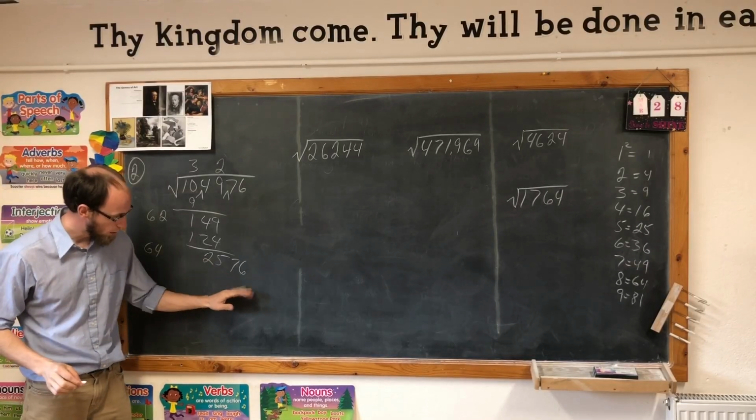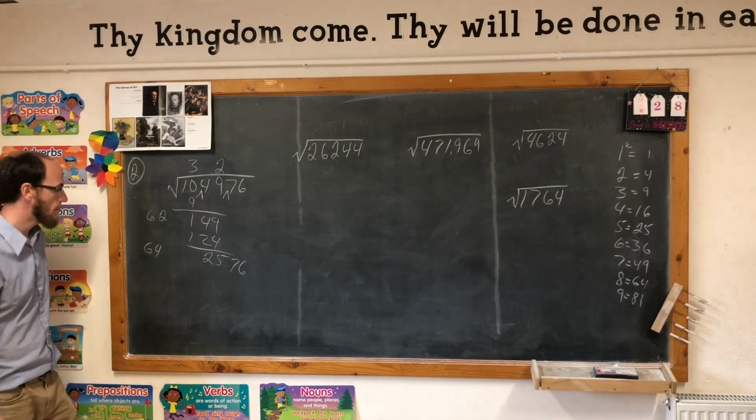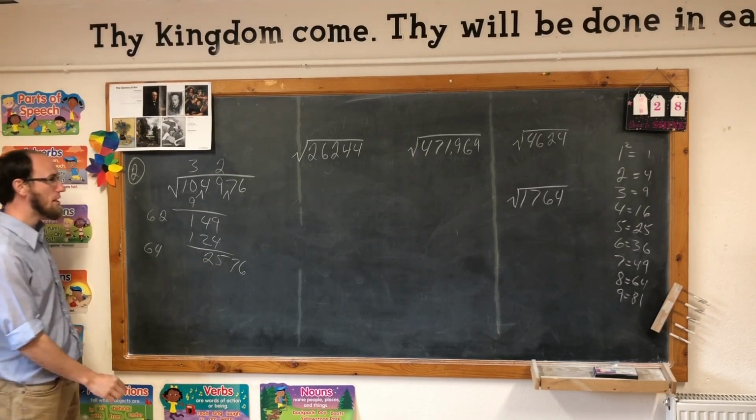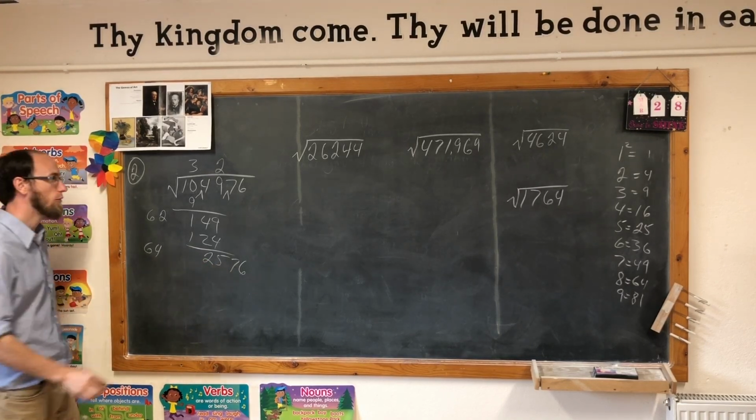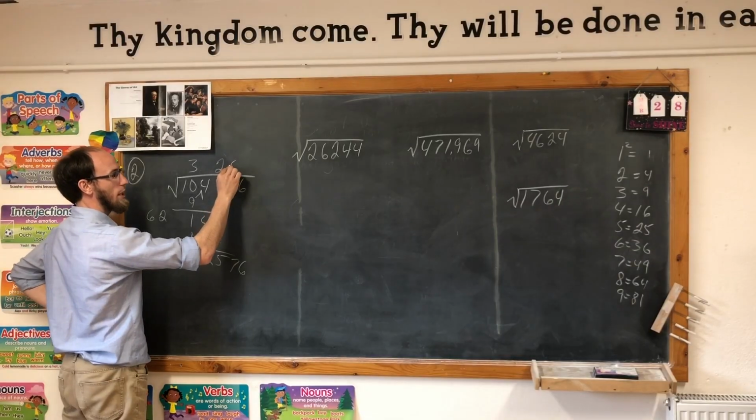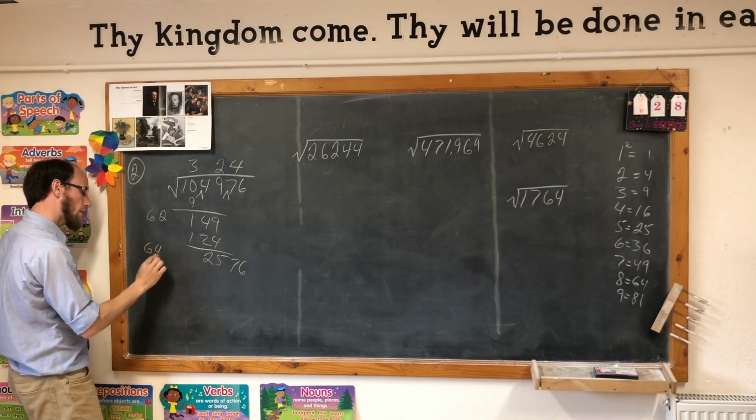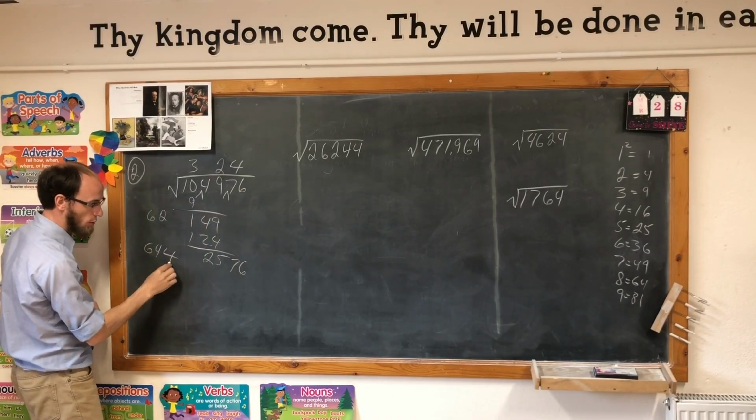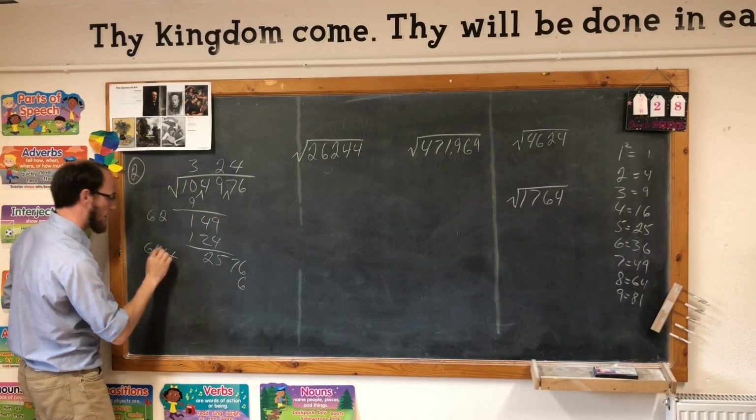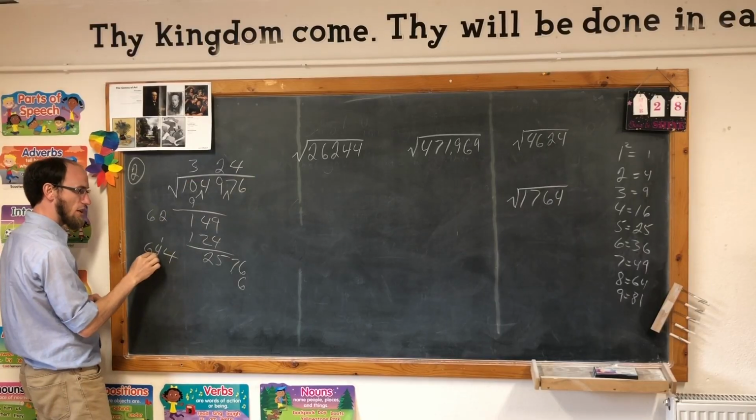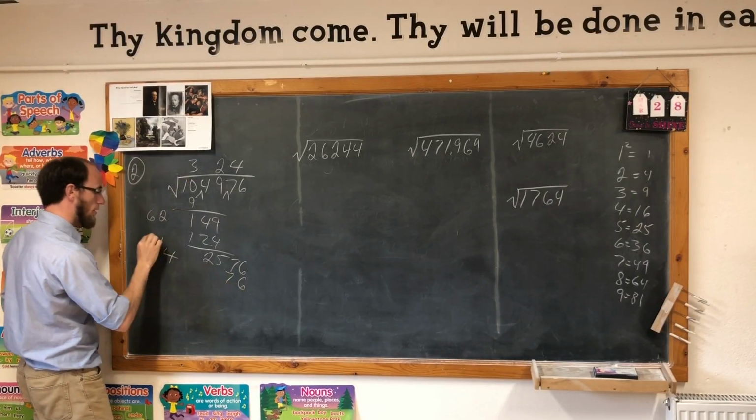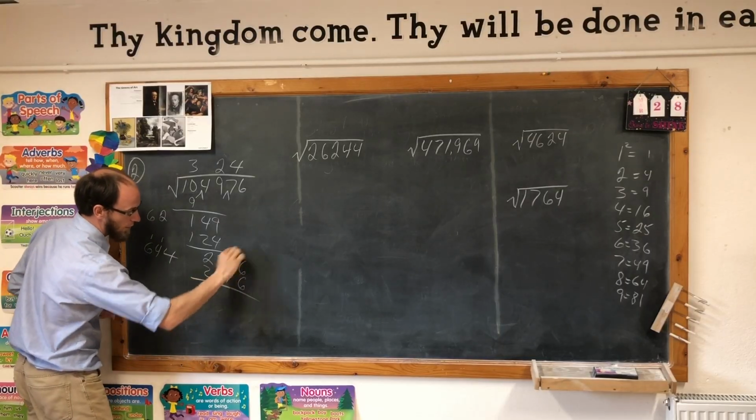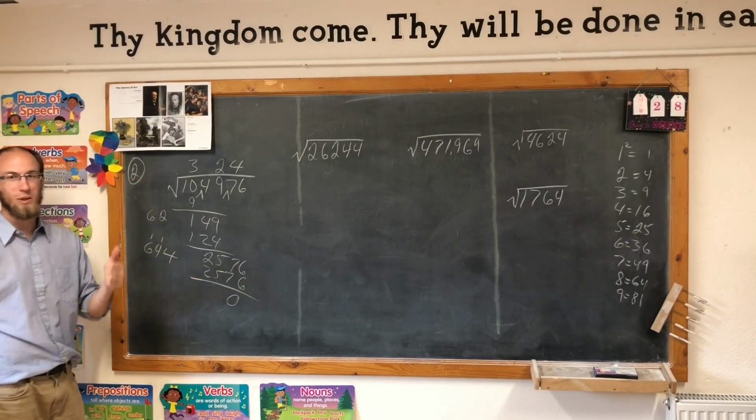64 goes into 2576 about how many times? So I'm going to say 6 goes into 25 about how many times? Let's try 4. We'll put the 4 here, and we put the 4 here. Now, 4 times 4 is 16. Carry the 1. 4 times 4 is 16, 17. Carry the 1. 4 times 6 is 24, 25. 25, 76. 0. We did it.